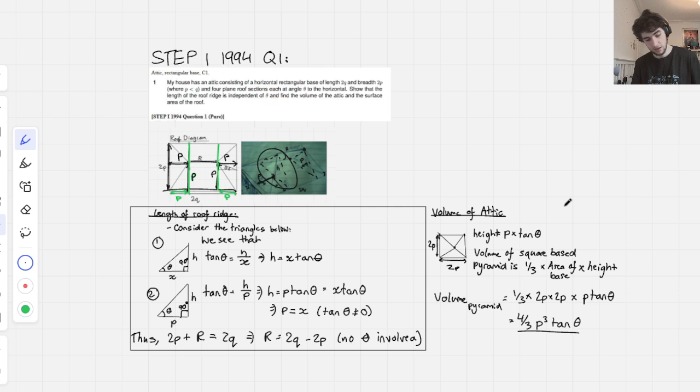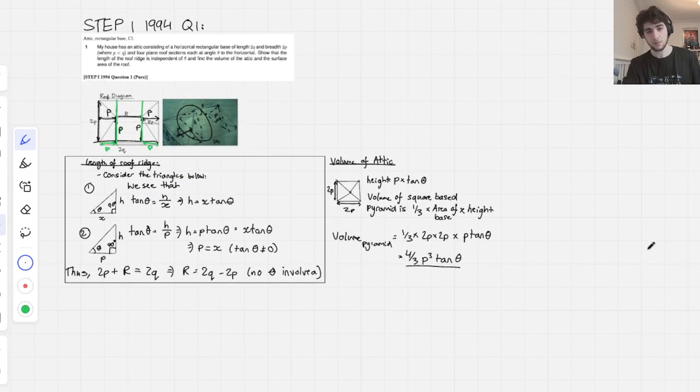as our volume there. Okay, and then the next thing we need to do is calculate the volume of the triangular prism, right? Because we've only calculated the volume of parts of our attic, but we've left this part of the attic untouched. So we need to think about that triangular prism now. So let's do that. Let's get the triangular prism.